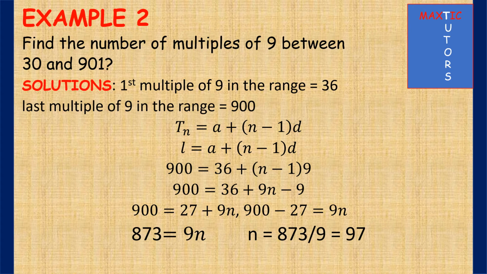Example 2. Find the number of multiples of 9 between 30 and 901. The first multiple of 9 within this range is 36, and the last multiple that is divisible by 9 is 900. So since 900 is the last number in that range, it becomes the last term, L. So I'm going to substitute L to be 900, A to be 36, and the common difference to be 9. Then when you do that and collect like terms, n is going to be 97. It means there are 97 terms between 30 and 901 that are multiples of 9. Let's go on.